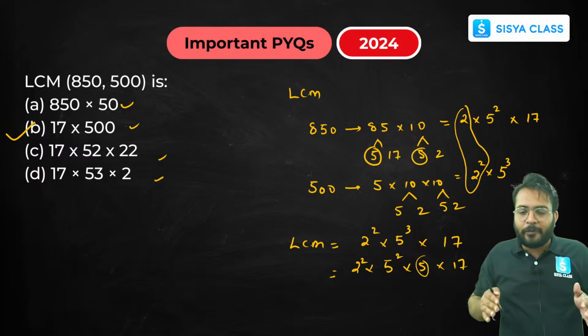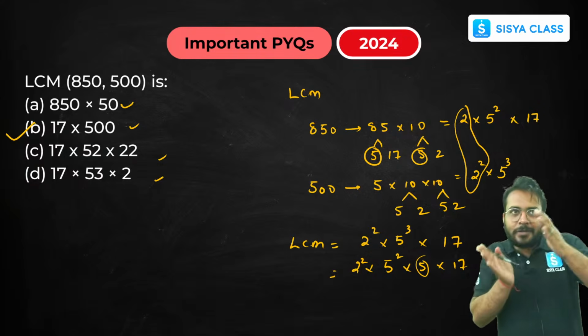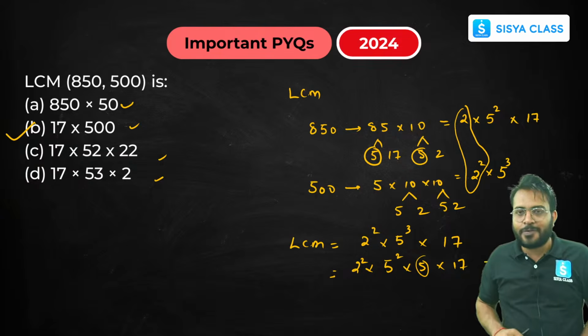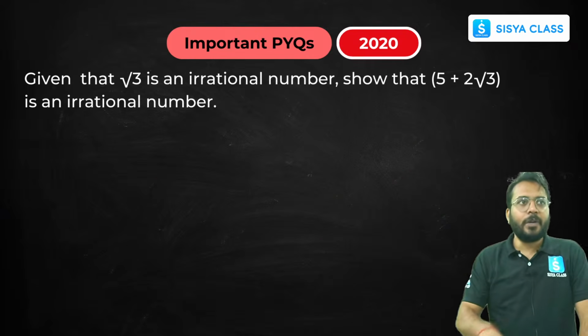First we have to prime factorize. Now we have to just bring them in the form of our options.